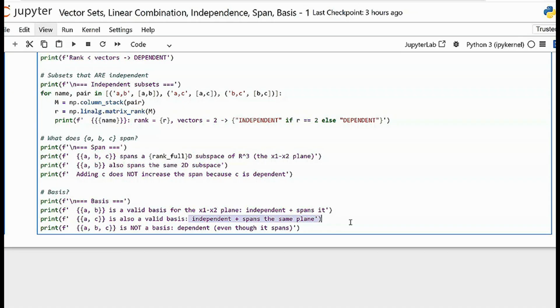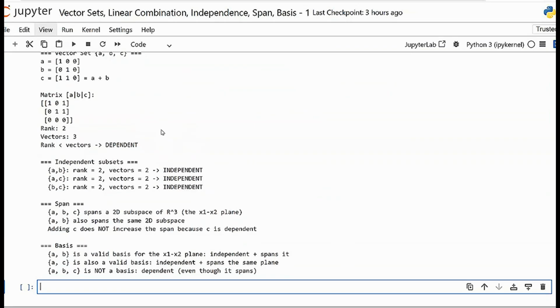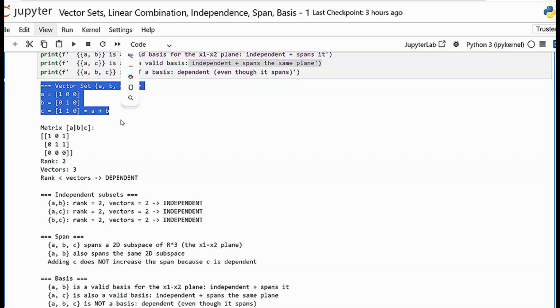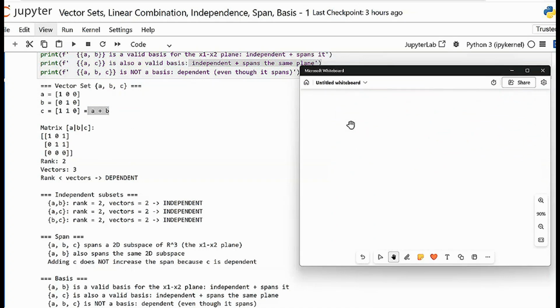Let me execute it and check the output. See here, dear friends, all the things. This is how we have the vector set A, B, C, where C is equal to A plus B. And next, what does this show? Clearly, the first point is about the vector set. Here we have a set A, B, C, where in such a case the result is C equal to A plus B.